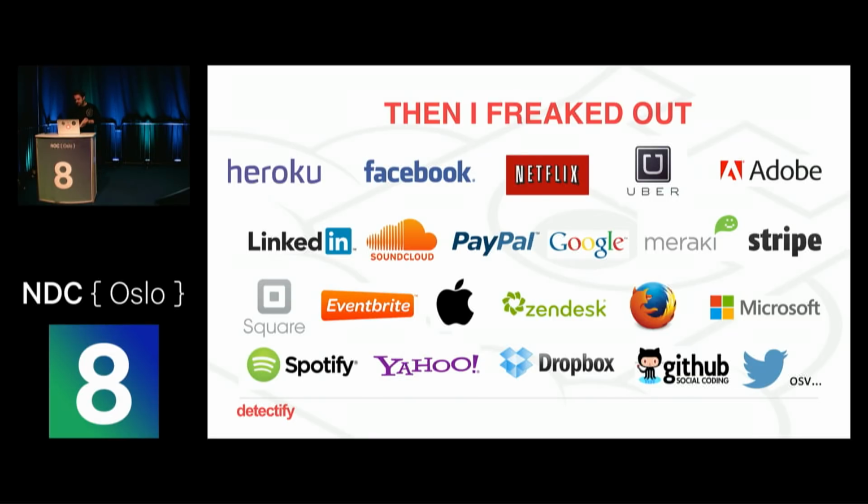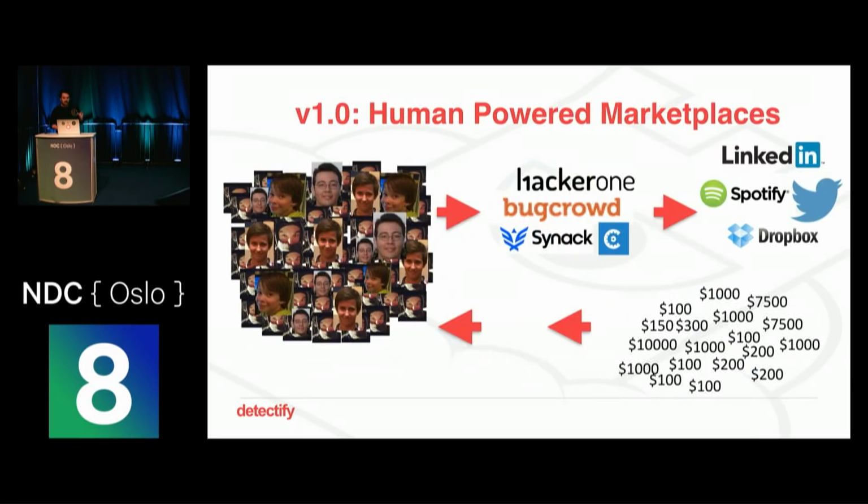And this evolved into being something they call a human-powered marketplace. So there are a bunch of these companies, HackerOne and BugCrowd, trying to get us bug bounty hunters into their marketplace so we can help their customers, and their customers can send money over to us. So this is the evolution of this thing where you can actually have a middleman in between.